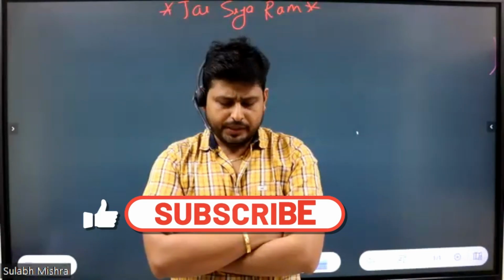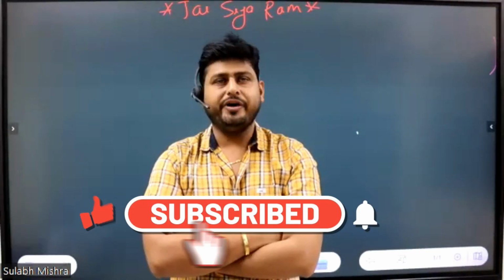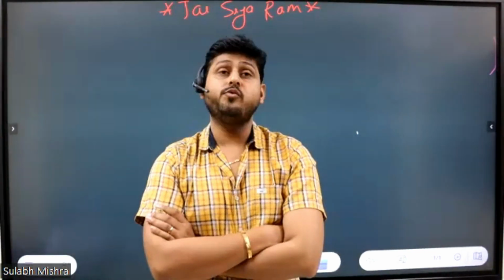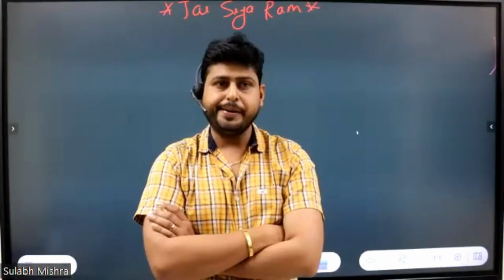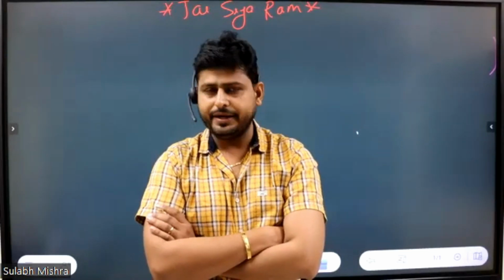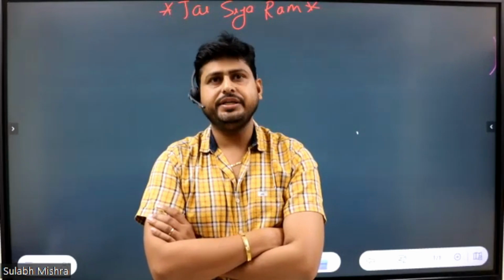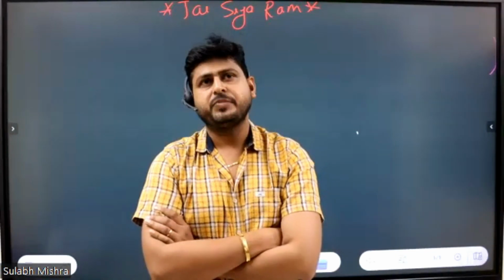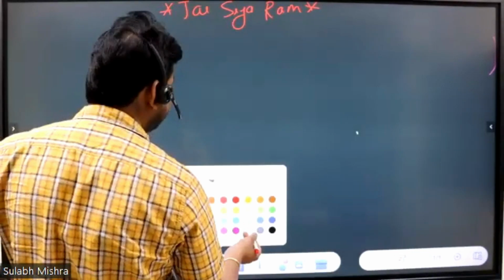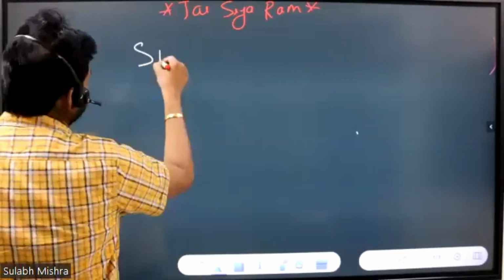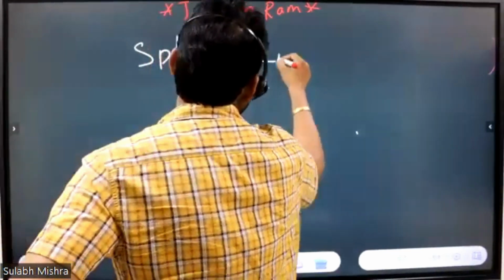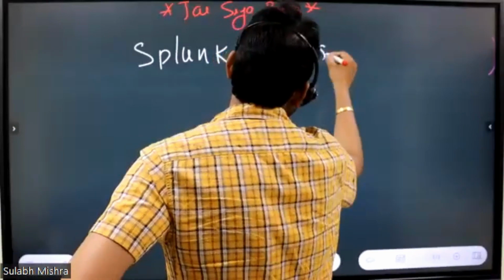So before I go ahead and talk about how many search heads we have, how many indexers we have, and why we need different types of indexers, let's talk about the licensing of Splunk. Then we'll continue with the architecture in detail. Splunk licensing. So let's talk about Splunk licensing.